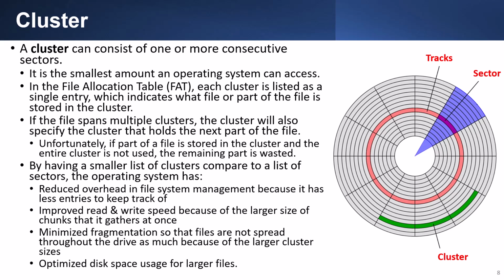By having a smaller list of clusters compared to a list of sectors, the operating system has reduced overhead in file system management because it has fewer entries to keep track of, improved read-write speeds because of the larger size of chunks that it gathers at once, minimized fragmentation so that files are not spread throughout the drive as much because of the larger cluster size, and optimized disk space usage for larger files.